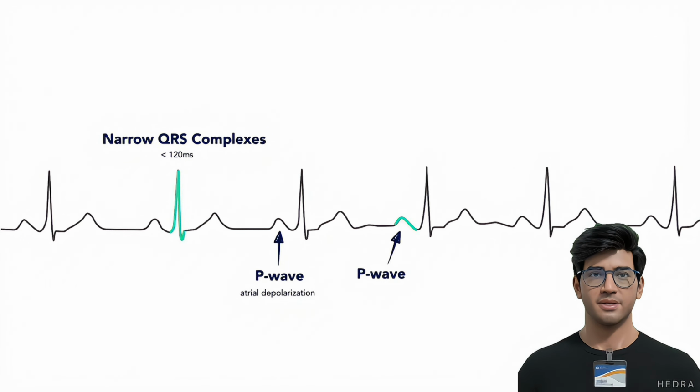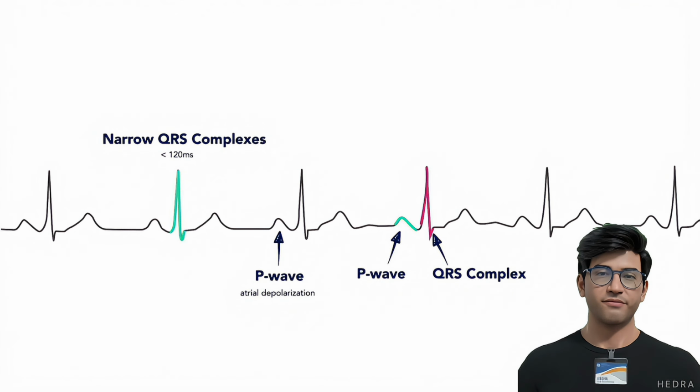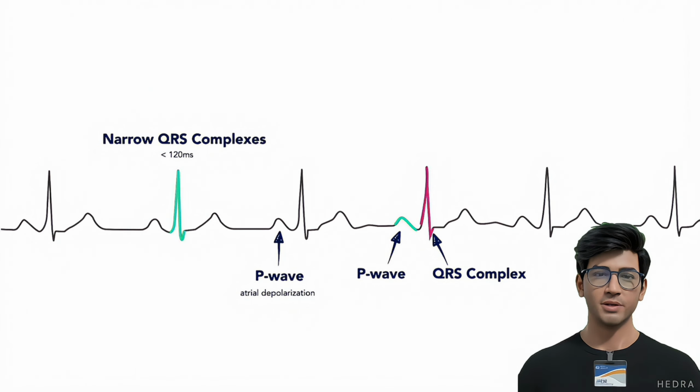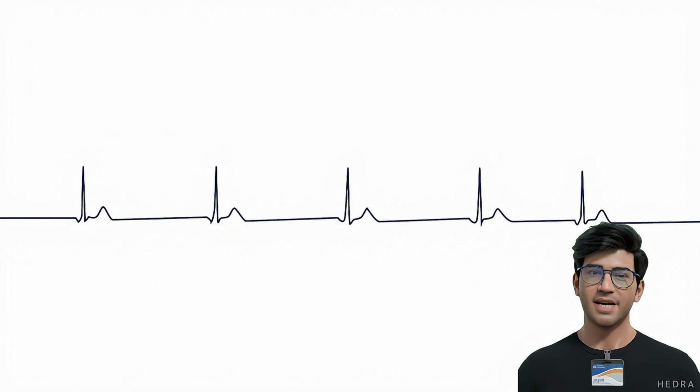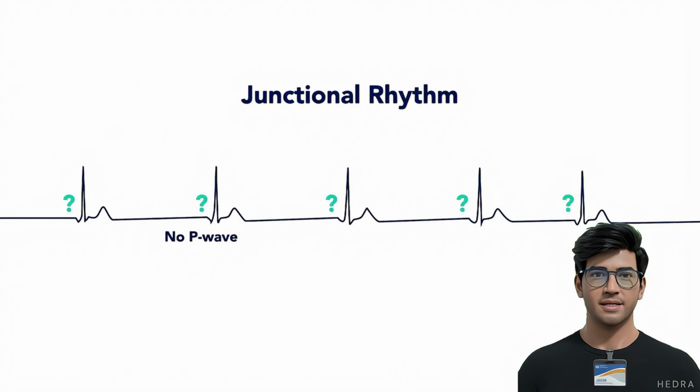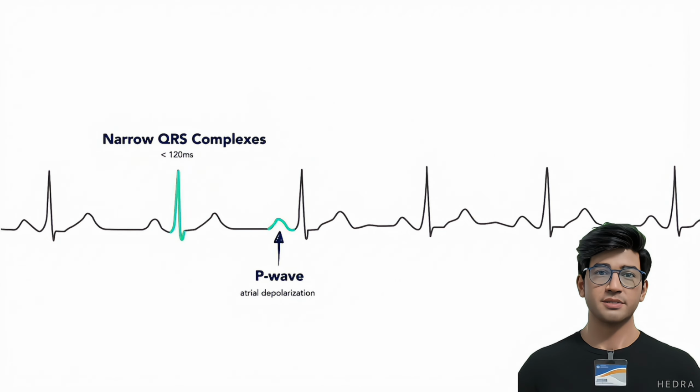I'll repeat this because of how important this is. P waves should always come before QRS complexes. This is what defines a sinus rhythm. If you don't see P waves, then the rhythm is not sinus. Take, for example, this strip, where P waves are not seen. This is an example of a junctional rhythm, where the pacemaker is not coming from the sinoatrial node.